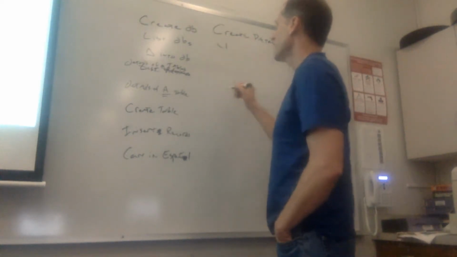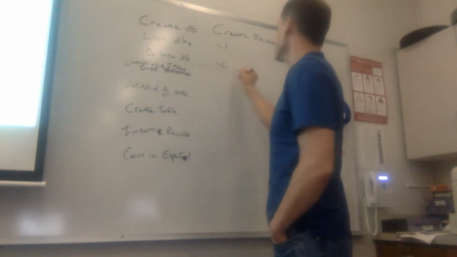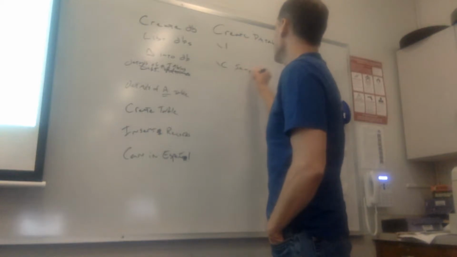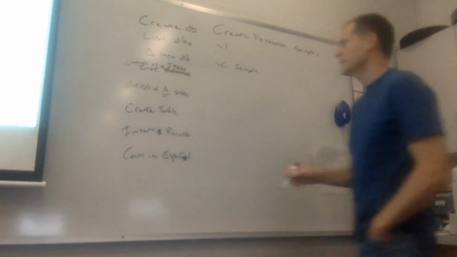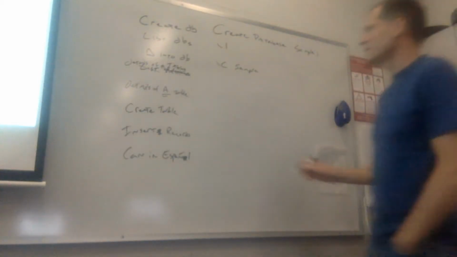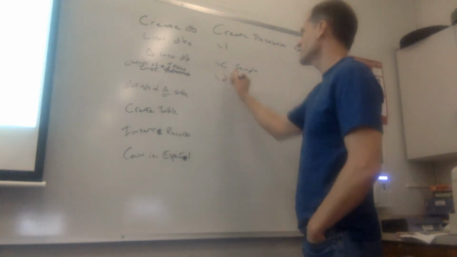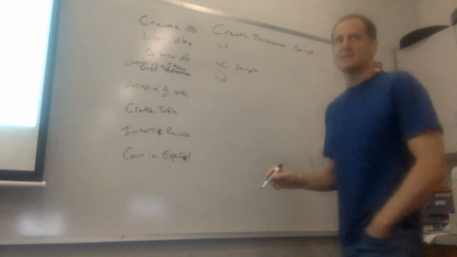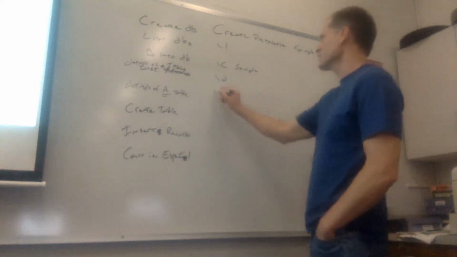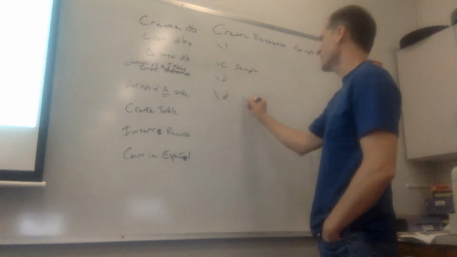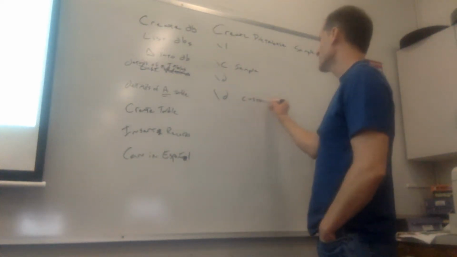How do we list our databases? \l. How do we change into a database? \c and then the name of the database. Semicolon not necessary. How do we see the details of a table? \d. Details of tables, \d. How do we see the details of a specific table? \d, maybe customers, whatever the table's name is.